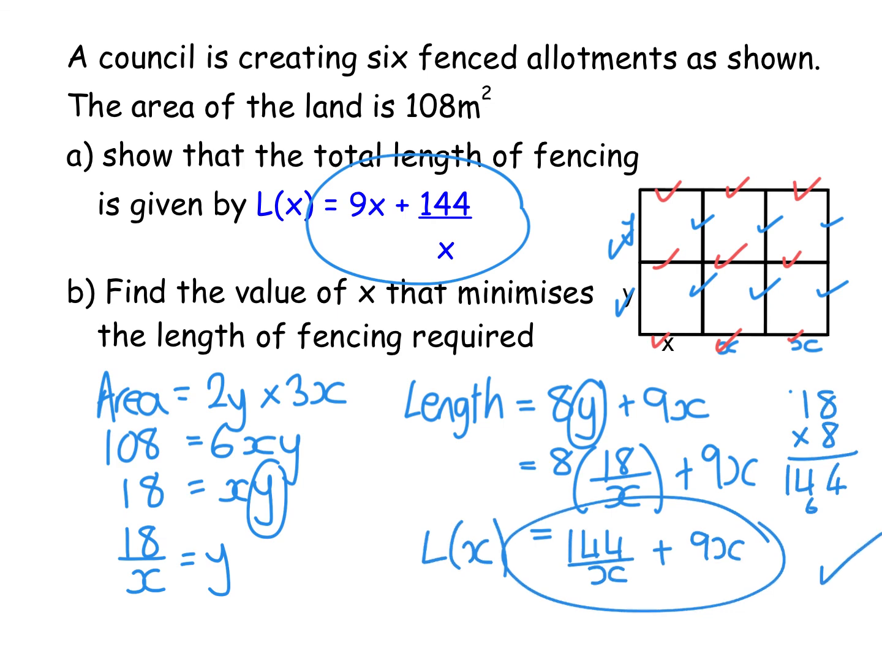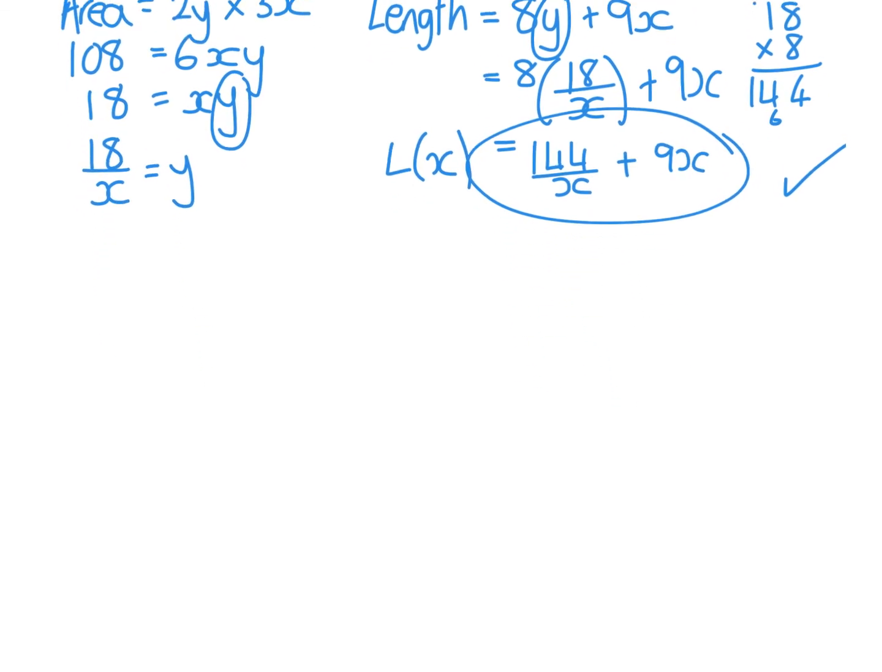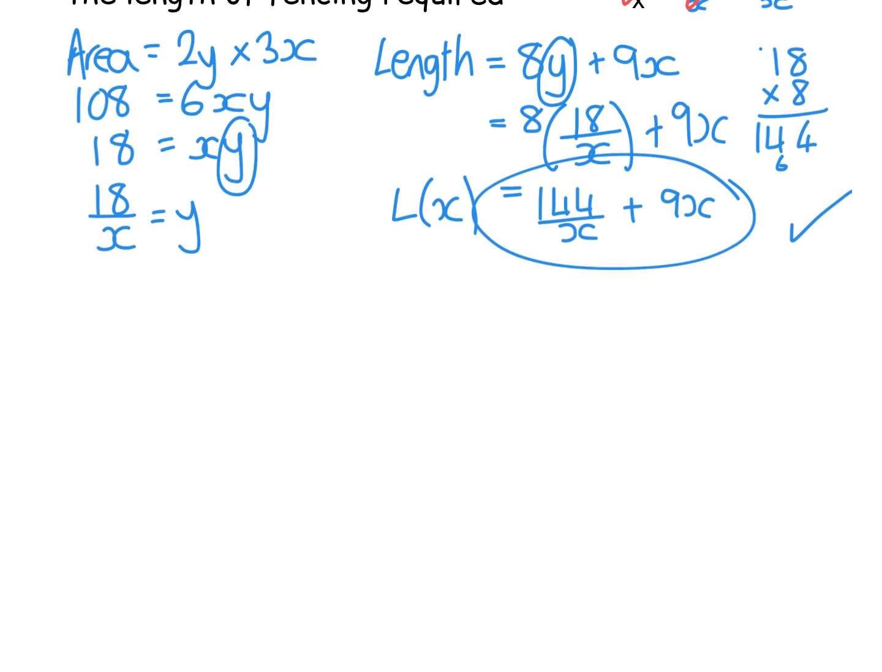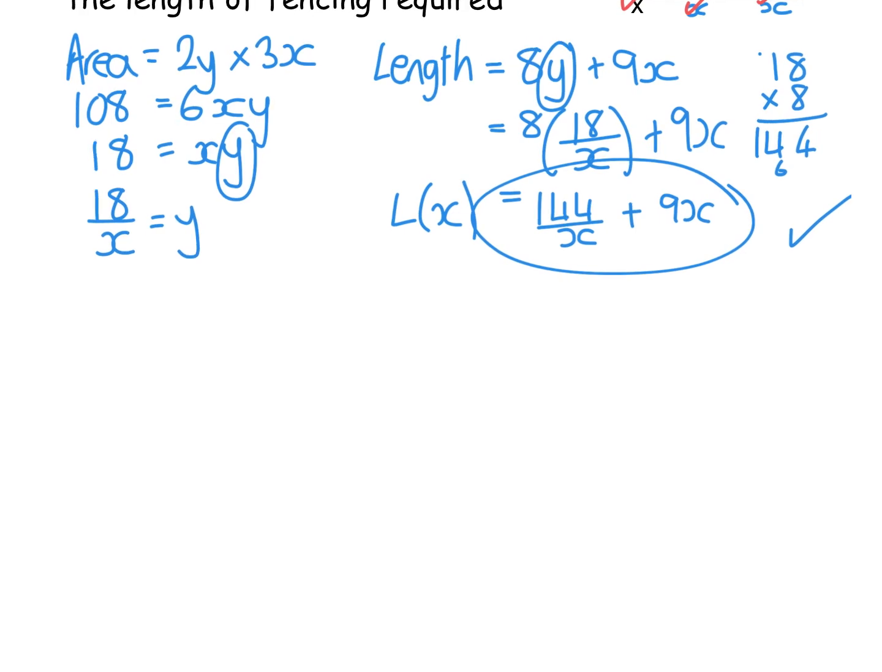Right, now I have to find the value of x that minimises the length of fence this time. So I'm going to do my nature table, and my nature table should come out with a minimum this time, hopefully. So let's take part A in their order. They wrote that L of x equals 9x plus 144 over x. Now the over x I'm going to bring up and make that x to the power -1. So they gave us that. So even if you couldn't do all that bit for part A, you start with that for part B.